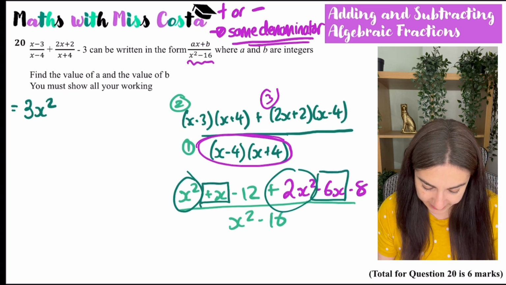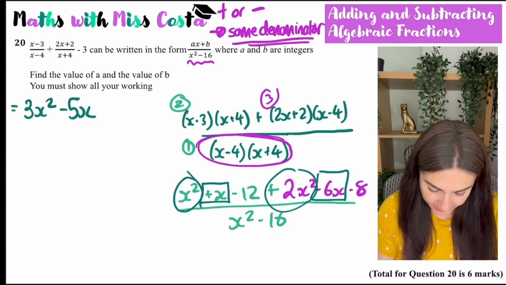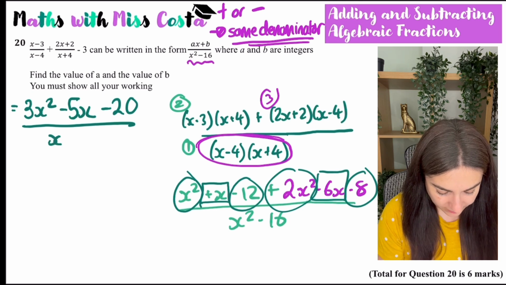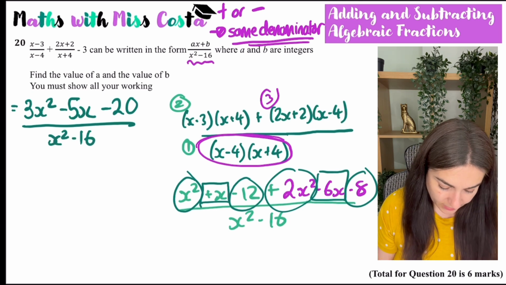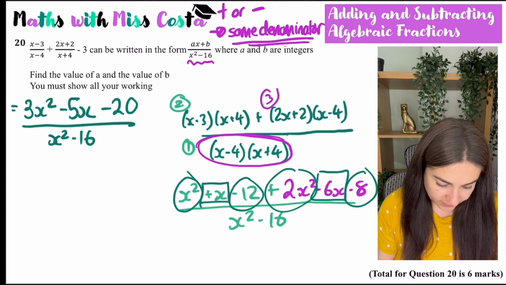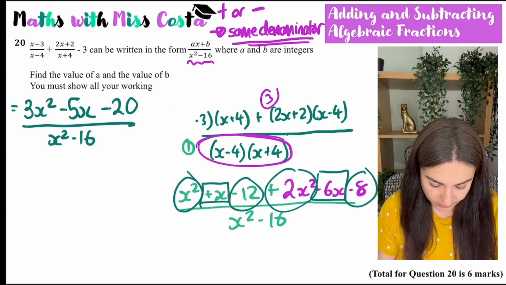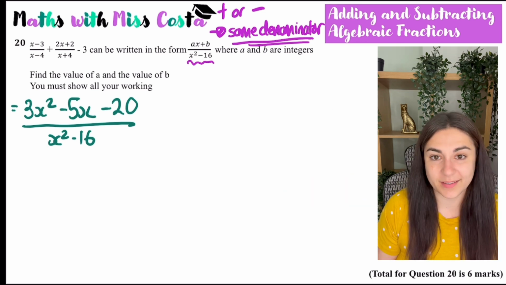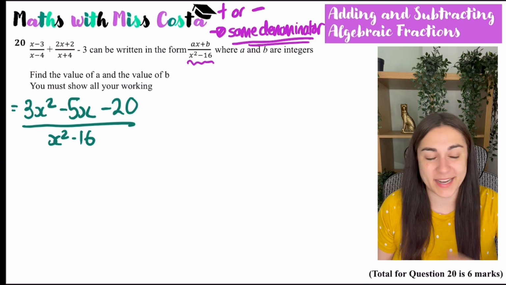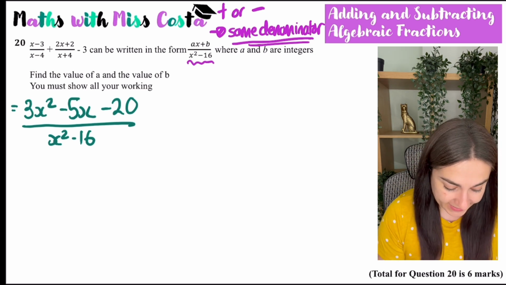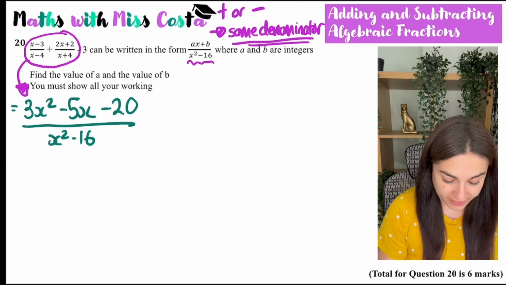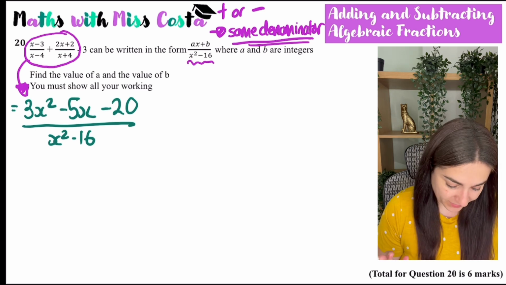x minus 6x is going to be minus 5x. And then minus 12 minus 8 is minus 20. So I'd be left with this, which I could factorise if I wanted to. There are actually so many ways that you can do this. So the key is just expanding and factorising and manipulating it until you can simplify it. But the point is that I have now simplified this to this. I could then factorise the numerator, but I'm not going to, not just yet.